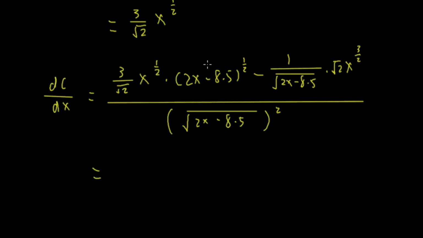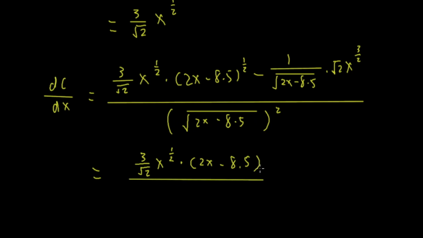Okay, so here. Now, we know that this will be a fraction. So to group this together, I have to find the common denominator with this one here, right? So I have to multiply a fraction of square root of 2x minus 8.5 over square root of 2x minus 8.5. So the top here will give me just 2x minus 8.5, right?